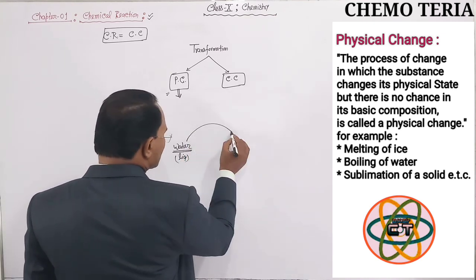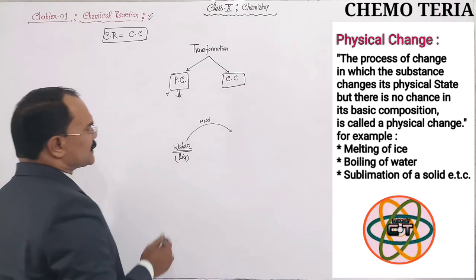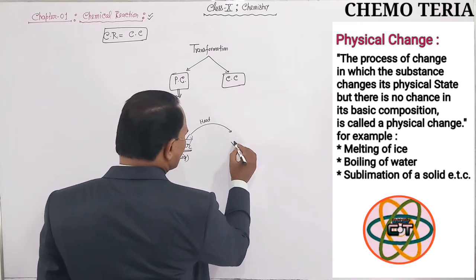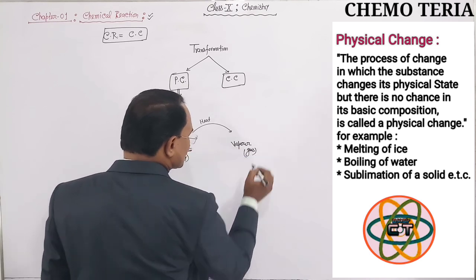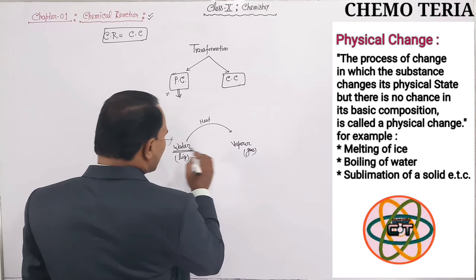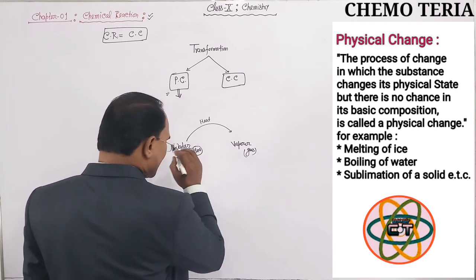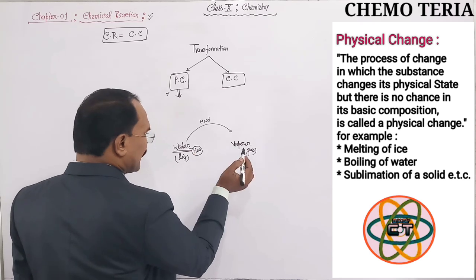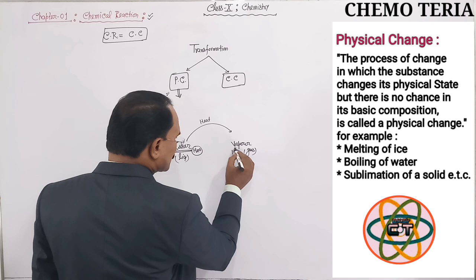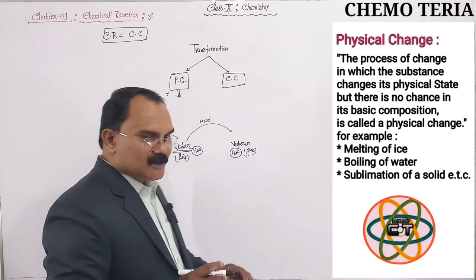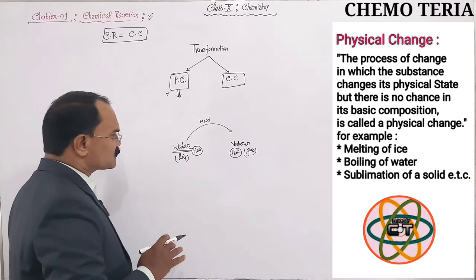When water is heated, it changes into vapor, and vapor is a gaseous state. But the basic structure of the H2O molecule remains identical in water and in vapor. So there is no change in the molecular structure of the compound, but the state of the matter is changed.